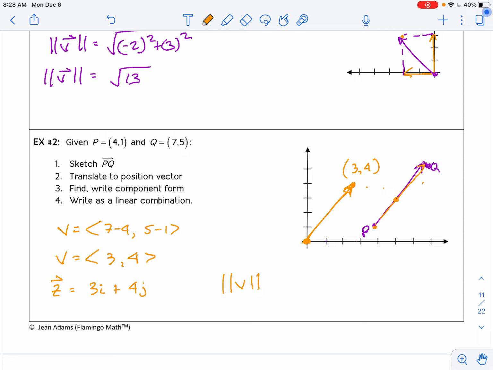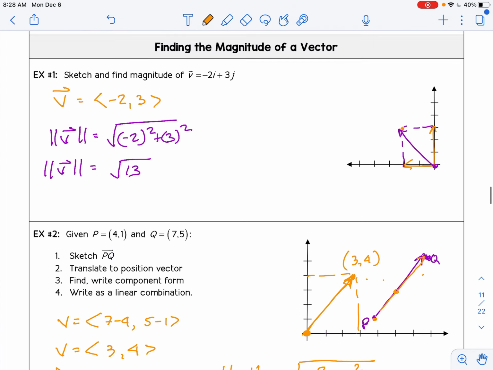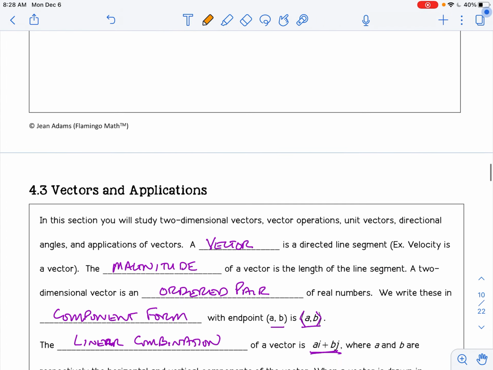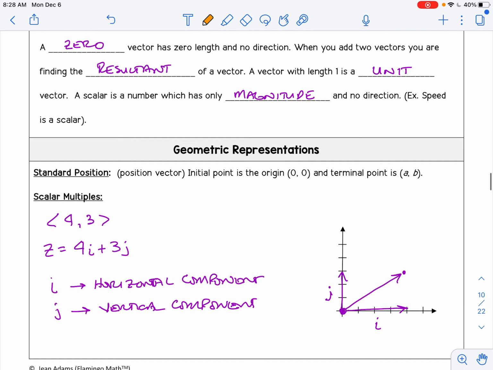How would you do it? I think it's pretty simple. I think we already know it. Once it's in component form, it would be 3 squared plus 4 squared. This would make the magnitude of this vector equal to 5. All right, so those are the first 2 pages. We're going to stop it there.